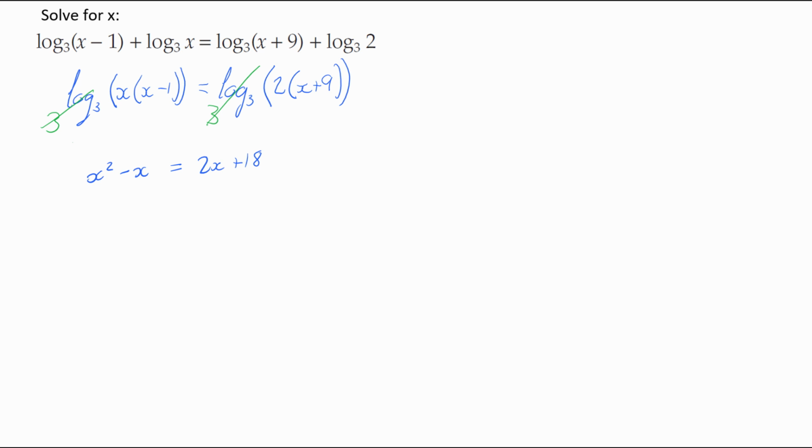So I'm going to move everything over to the left-hand side now. I'll keep the x squared as it was. We've already got a minus x, and then we're going to minus 2x from the right-hand side, so that'll become minus 3x, and I'll minus the 18 as well. And that can equal 0.